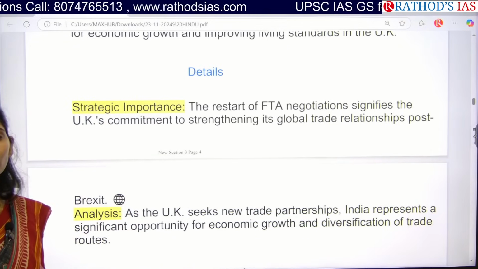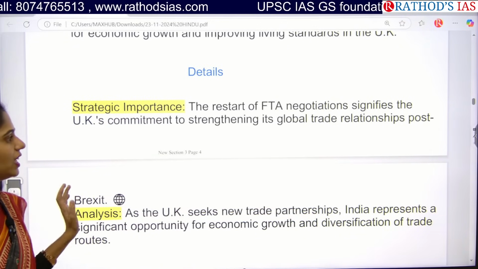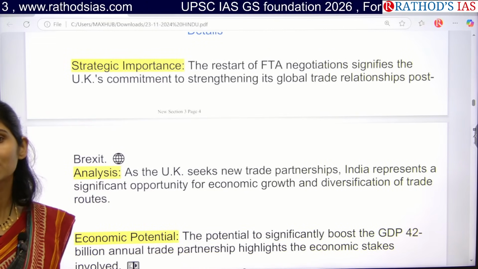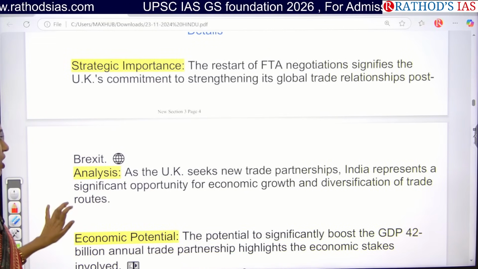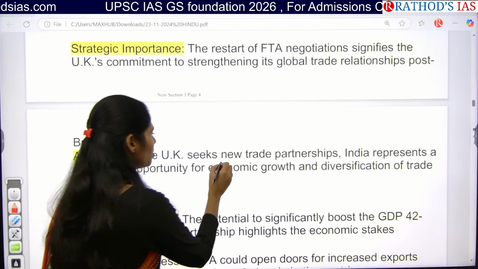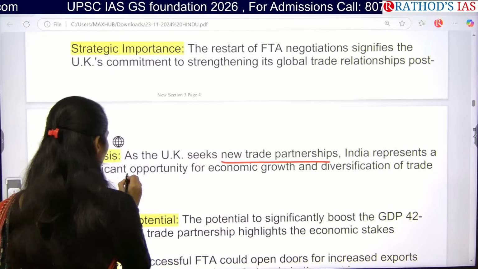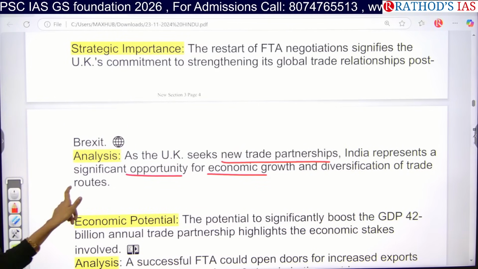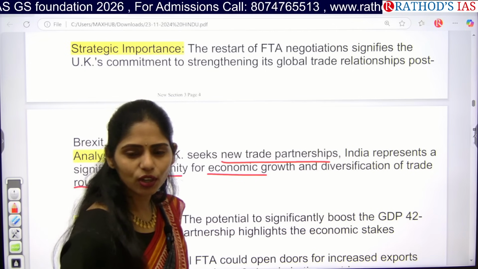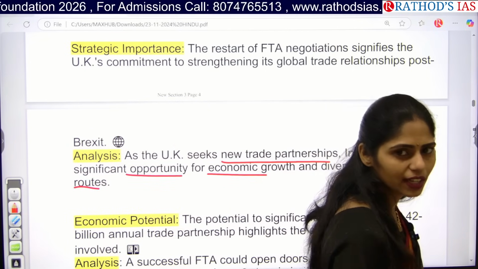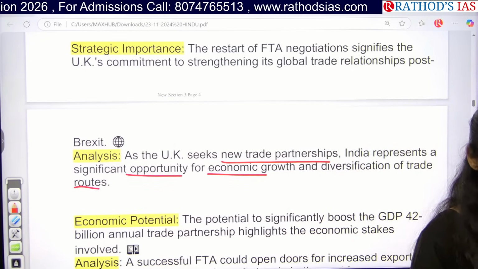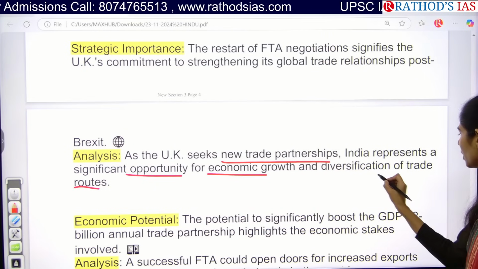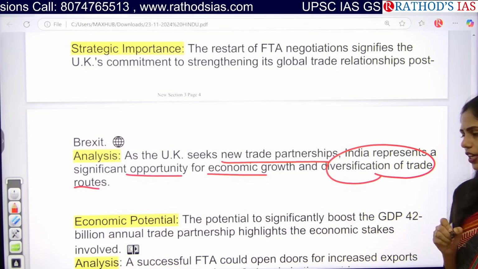Okay, so the restarting of FTA negotiations mainly says that both countries are committed to strengthening trade between them. As the UK seeks new trade partnerships, India represents a significant opportunity for economic growth as well as diversification of our trade routes. Till now we depended on only a limited number of countries like China, US, Russia. Whenever we have this kind of agreement with a European country, we can go for diversification of our trade.